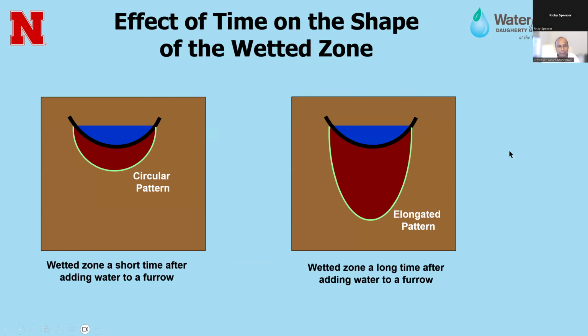Now, the effect on the wetted zone a short time after adding water on the surface. Depending on the soil type, if you pond water, in some soil it will infiltrate like this and form this sort of wetted zone shape. In some soils, it will be an elongated pattern. This is the case for more loam type soil, and this is the case for sandy soil. In sandy soil, more water moves downwards through gravity, whereas in loam or clay type soil, water is moving sideways as well.